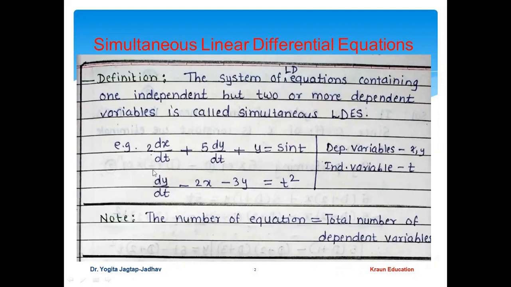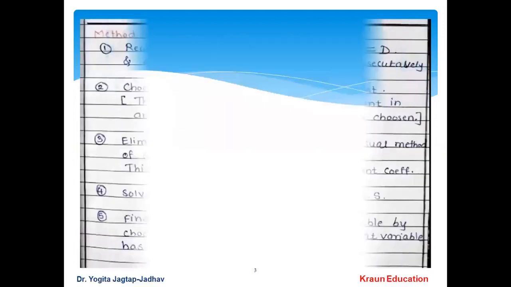Now consider an example. In this example, these two variables x and y are dependent variables and t is an independent variable. Therefore, this system is known as a simultaneous linear differential equation. We can note that the total number of equations in the given system is equal to the total number of dependent variables. Now see how to find the solution of such a system in the next slide.